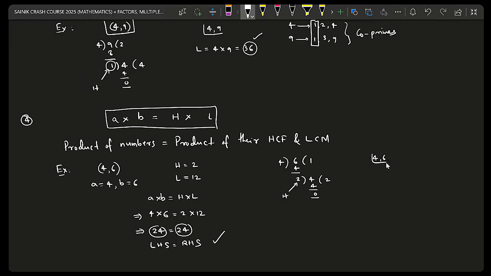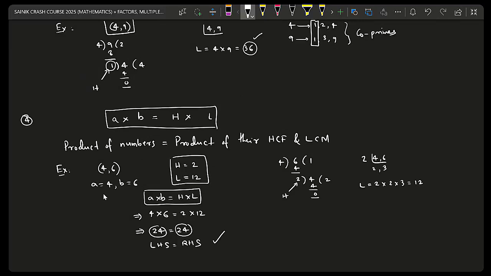Let us find the LCM of 4 and 6 using the common division method. 2 twos are 4, 2 threes are 6. And what is the LCM we got? 2 into 2 into 3, is it 12? Yes. Now, HCF is 2 and LCM is 12. Now, what is this property saying? The product of the numbers is always equal to the product of HCF and LCM.